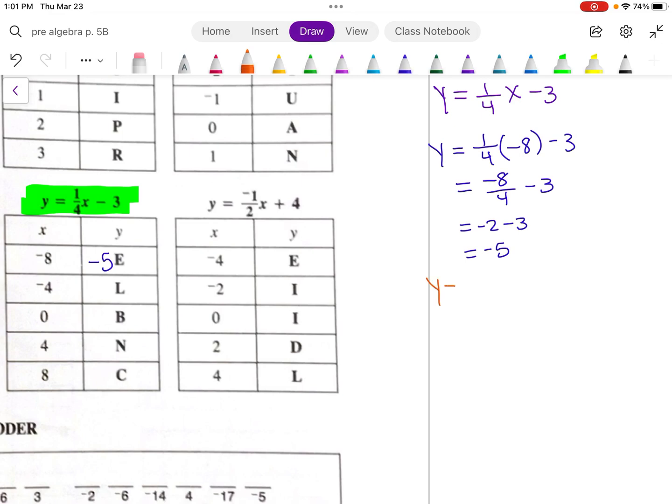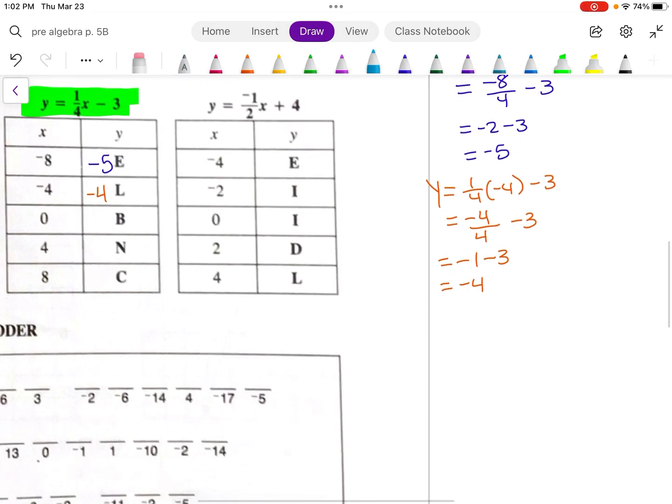Now I want to figure out what happens when x is -4. Same thing. I can think about this as dividing. So it's -4 divided by 4. Well, I know that -4 divided by 4 is -1. -1 minus 3 is -4. Notice that there are two parts to these. We always have to do the multiplication part first, and then we add or subtract second.